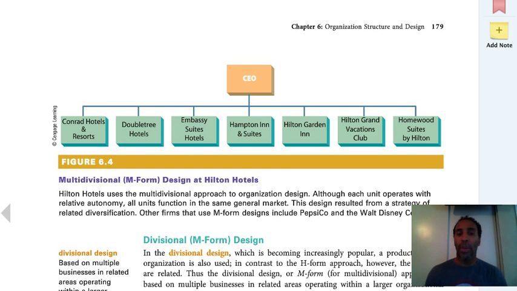And this is M-form, the multidivisional design at Hilton Hotels. So Hilton Hotels uses a multidivisional approach to the organization. Although each unit operates with relative autonomy, right? So they're out there operating on their own. All units function in the same general market. So, just a little bit different. This is what you call a flat organization, where if it's the CEO and then everybody else just kind of reports up to him, that's a very flat organization.